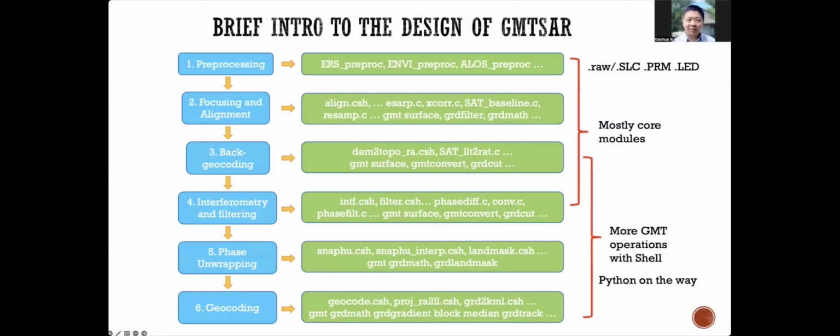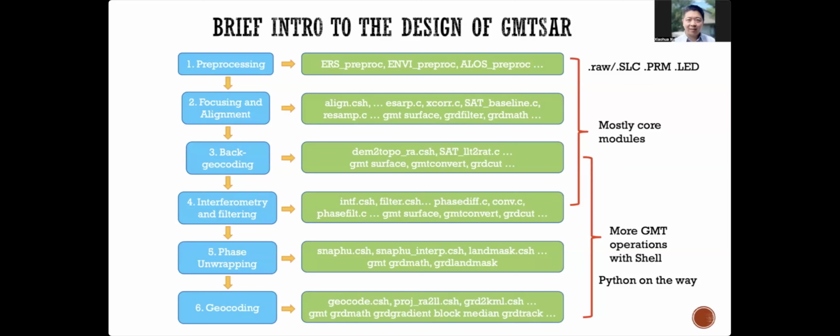And lastly, you can geocode your product. The information used for geocoding is actually from step 3, back geocoding. Basically, we produce a large lookup table used to interpolate the data in radar coordinates into geo coordinates.